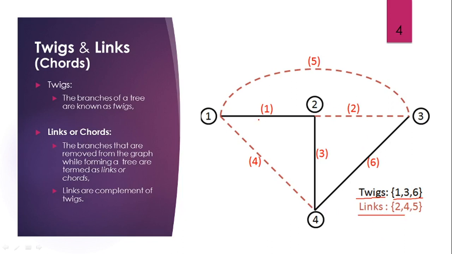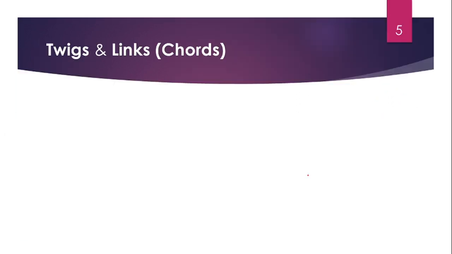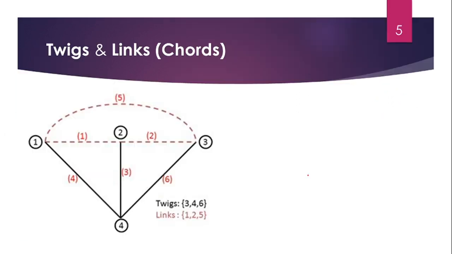So what are the branches that are not covered for this tree? That is branch 2, branch 4 and branch 5. So these are known as links. So twigs and links, here also we may find another example of it.